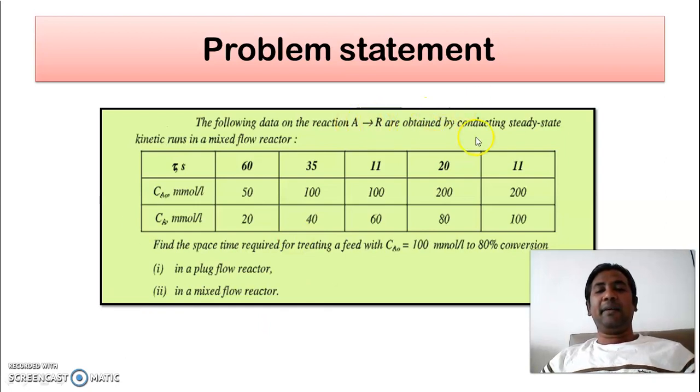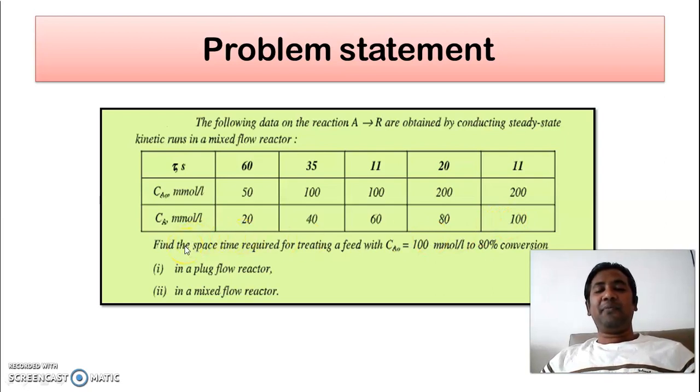A is giving R. So these are various runs, run number 1, 2, 3, 4 and 5. These 5 runs are taken in a mixed flow reactor. These are the values of tau, the space-time. There is a decrease in space-time. And these are the input concentration, the initial concentration of reactant A, and this is the exit concentration of reactant A.